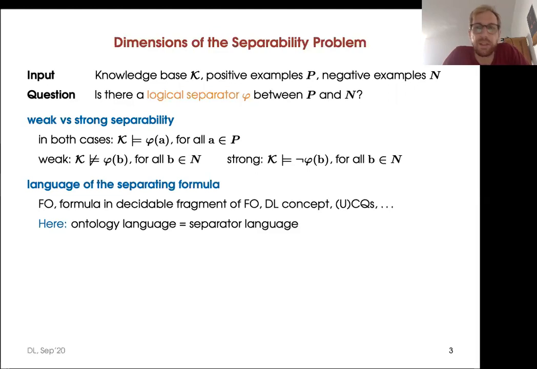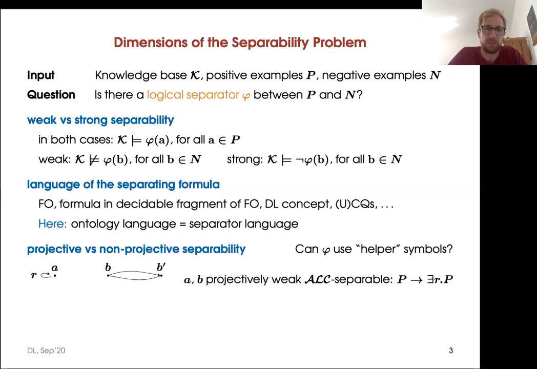Another dimension is the language of the separating formula. There you actually have the free choice between first order, some formula and some decidable fragment of first order logic, some description logic concept, even some query language such as conjunctive queries. In this paper, the ontology language will always be the same as the separating language. But this is not necessarily true.